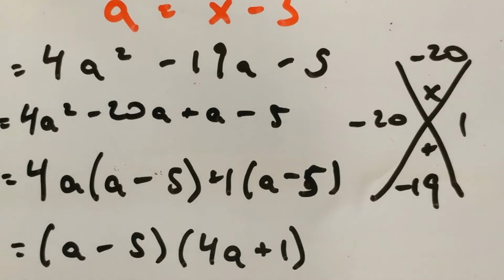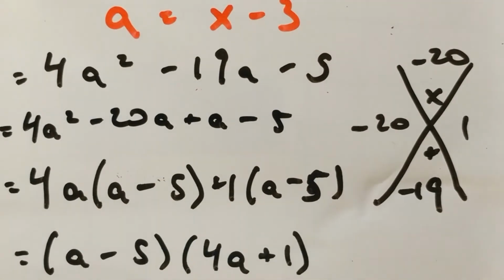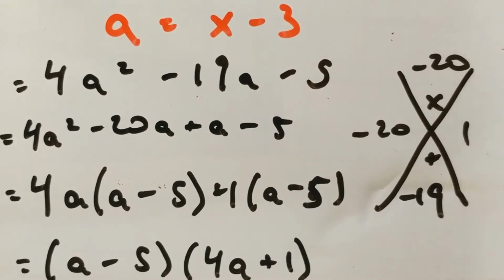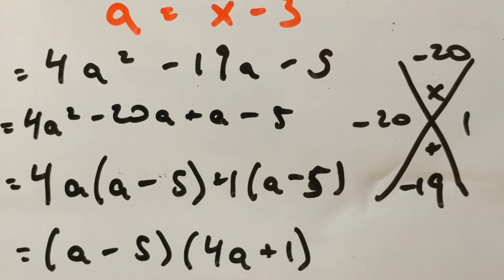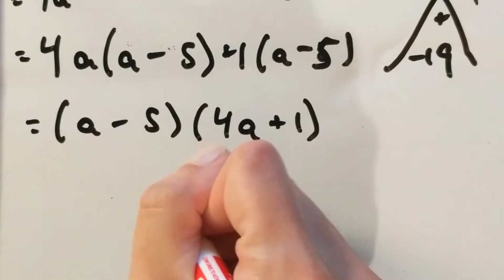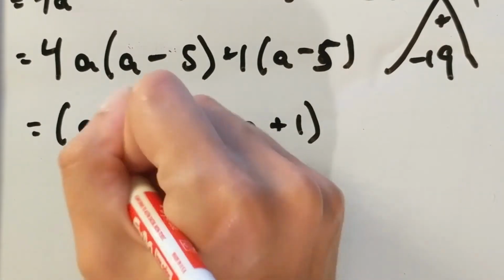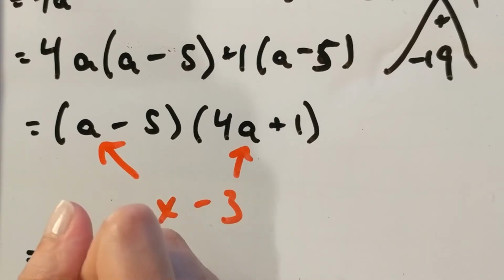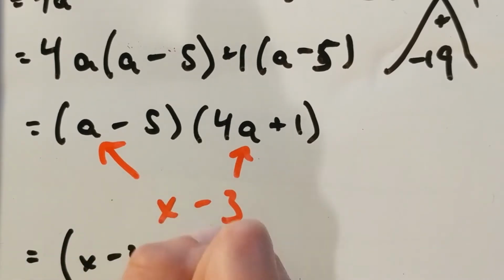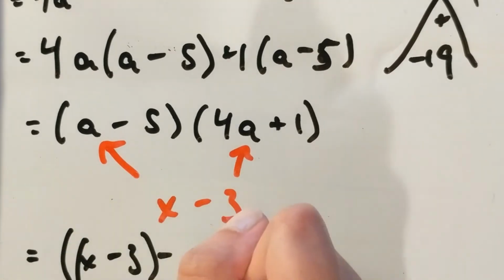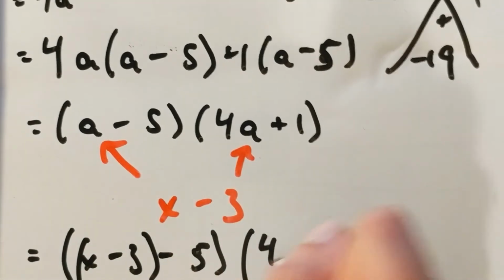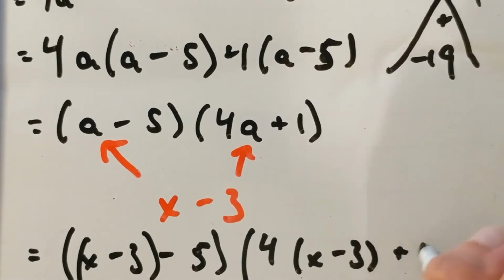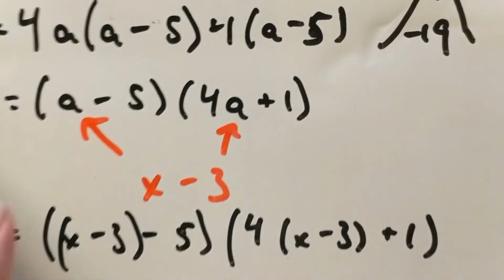Well, our original problem did not have an a in it. Our original problem had an x. We need to return to our original variables. X minus 3 was in lieu of a. So I'm going to go ahead and replace my a's with x minus 3. That gives me the problem x minus 3 minus 5 times 4x minus 3 plus 1. Now this is starting to look familiar with where we landed last time.